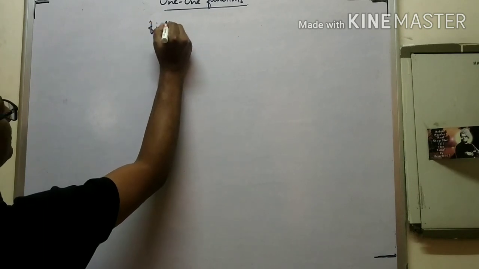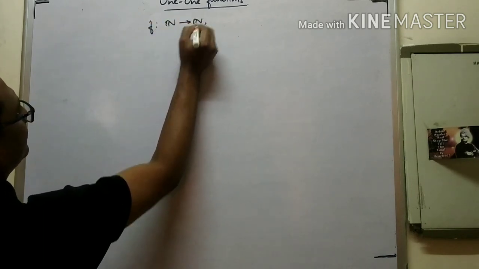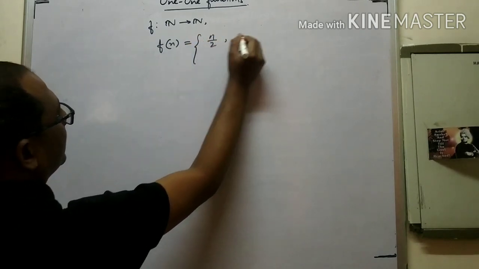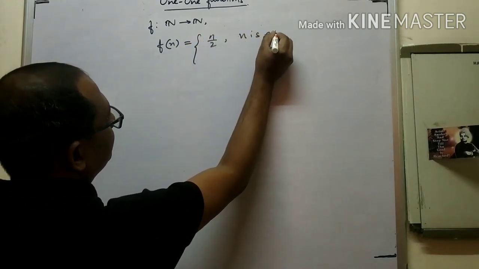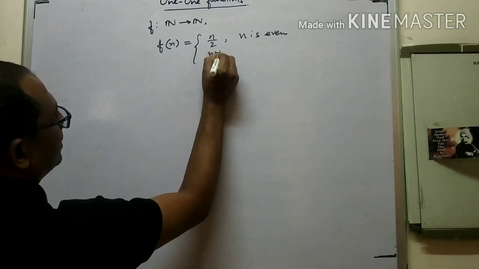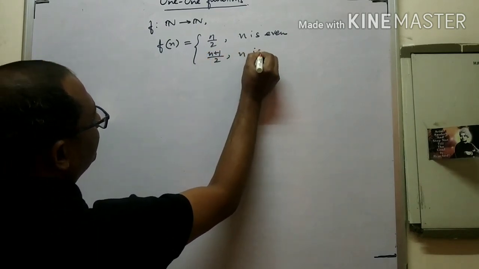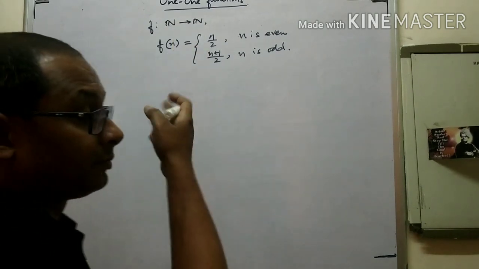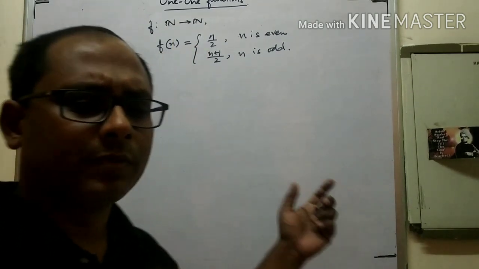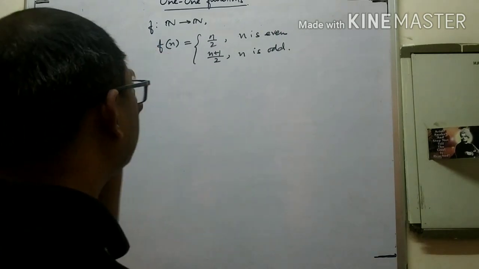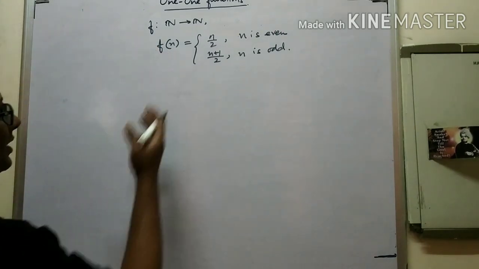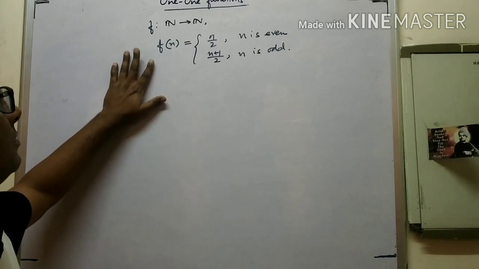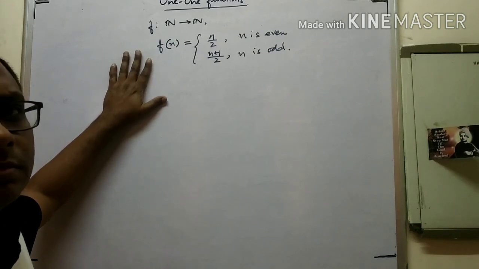f from N to N, f(n) equal to n by 2 when n is even, and (n plus 1) by 2 when n is odd. What is N to N? It is natural number to natural number. We have to check whether this function is bijective, but we are going for 1-1 now. Now clearly, this function is not 1-1.